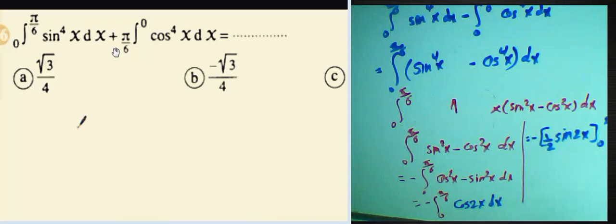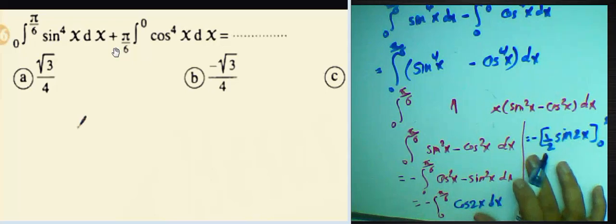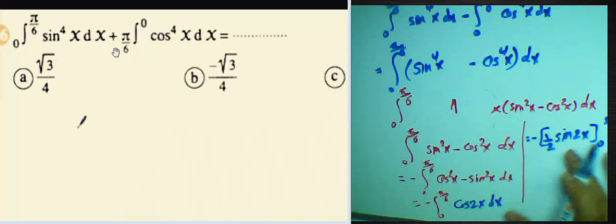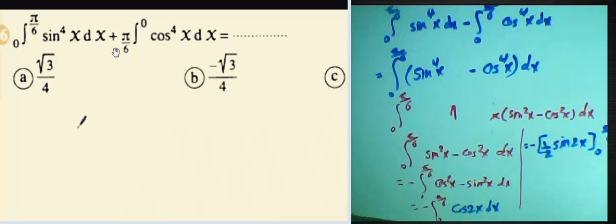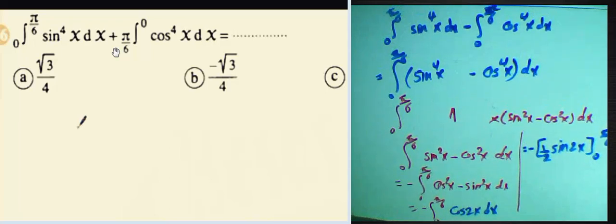Understood? Integration of cosine will be sine, and we have negative outside. Put pi over 6 here, it will be sine pi over 3. 180 divided by 3 equals 60. Sine 60 equals root 3 over 2. Okay, and we have a half outside.